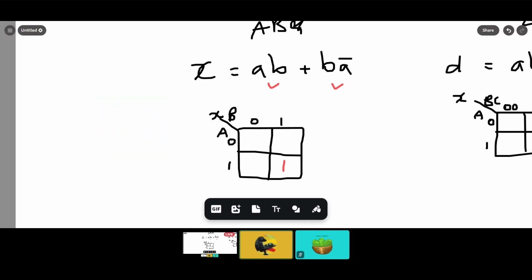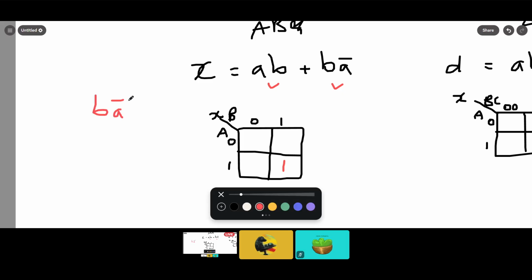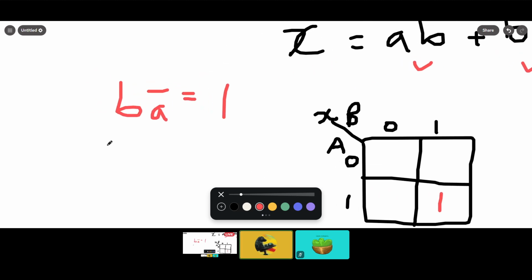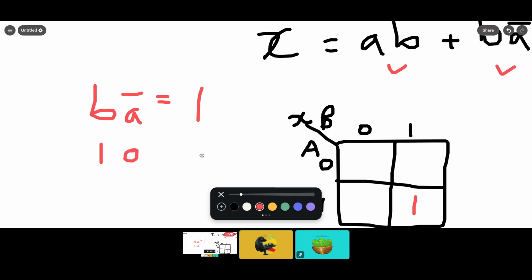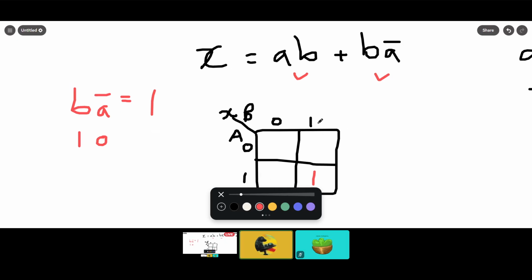That's not the only possible case when x is 1. B, A bar can be 1 as well. Okay, what are the values of B and A? We use the rule we just learned. When you see B, again, an ANDed expression equal to 1, in this specific case, when we see B no bar, then B is 1. When we see A with a bar, it is 0. So we know B has to be 1, A has to be 0. So we get this.